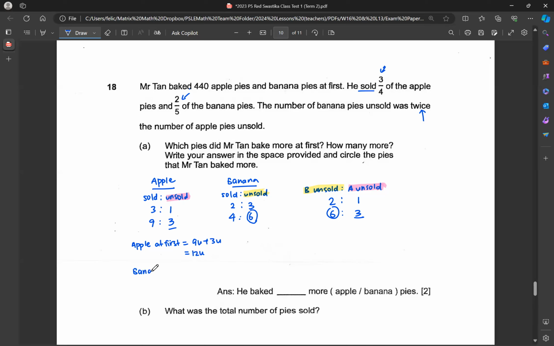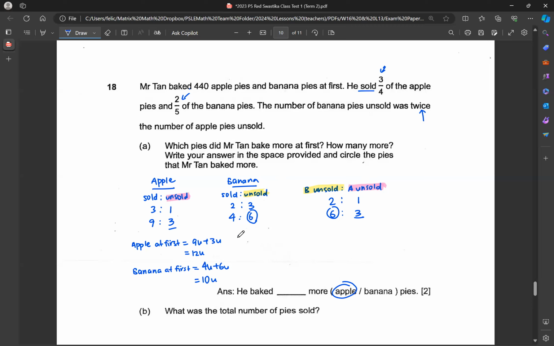Do the same for bananas at first. Okay, so bananas at first will be sold plus the unsold, 4U plus 6U. I think we can see the comparison from here already, right? 12U versus 10 units. So which one big more at first? Of course, will be the apples at first. So we're going to circle this. Okay, now they ask you how many more?